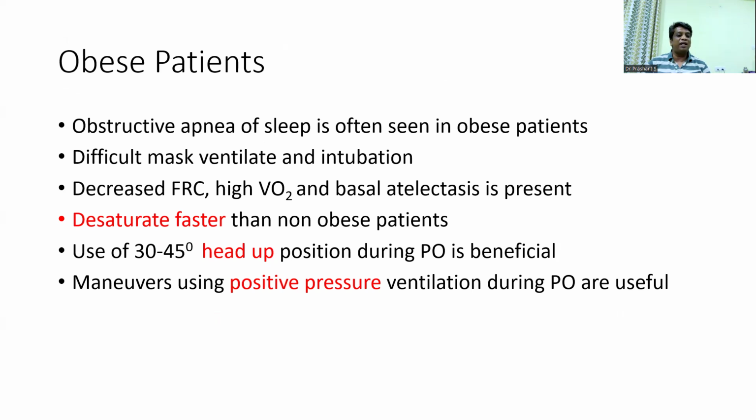Coming to the obese patients, we all know the problems in the lung with respect to atelectasis, decreased FRC, and high consumption. Also, there will be difficulty in holding the mask itself, and the possibility of difficult intubation will be there. So these patients are likely to desaturate faster than the non-obese. These kinds of patients will definitely benefit from head-up positioning, pre-oxygenating in a head-up position, and from manual positive pressure ventilation during the pre-oxygenation.